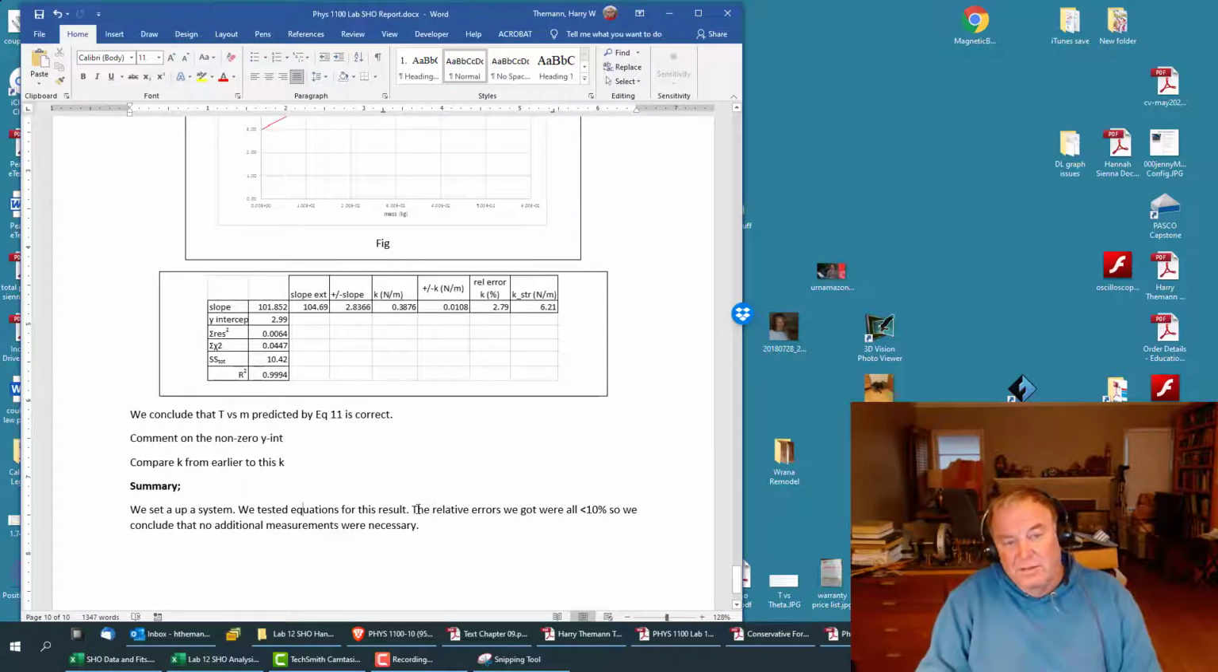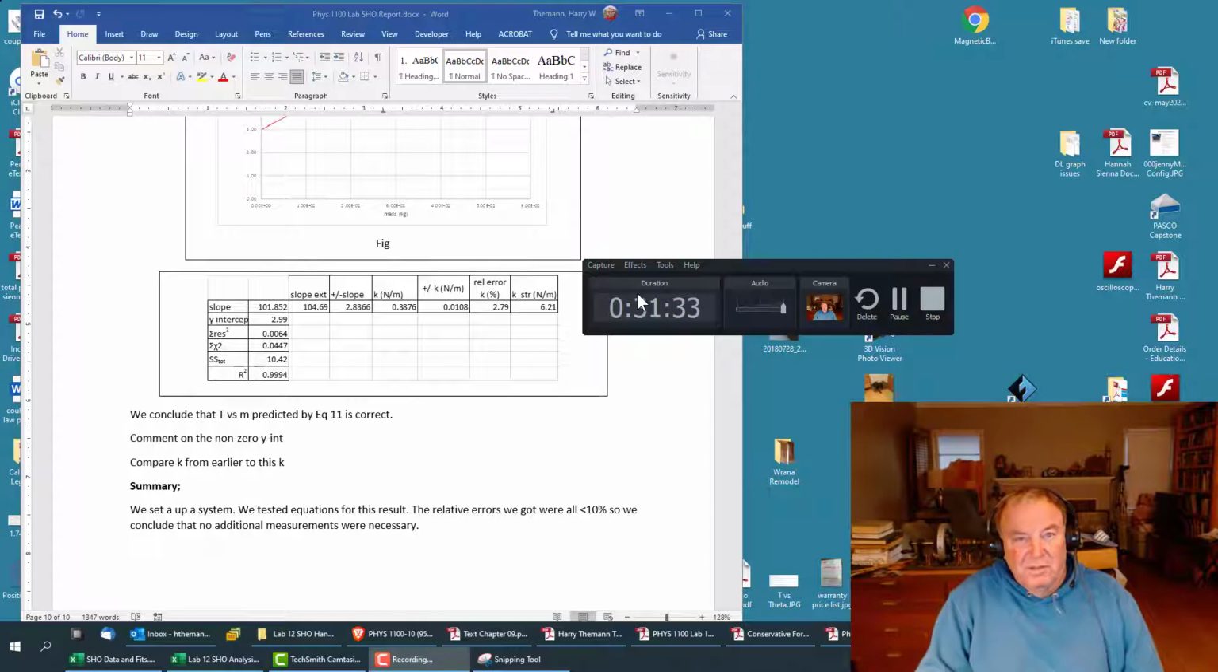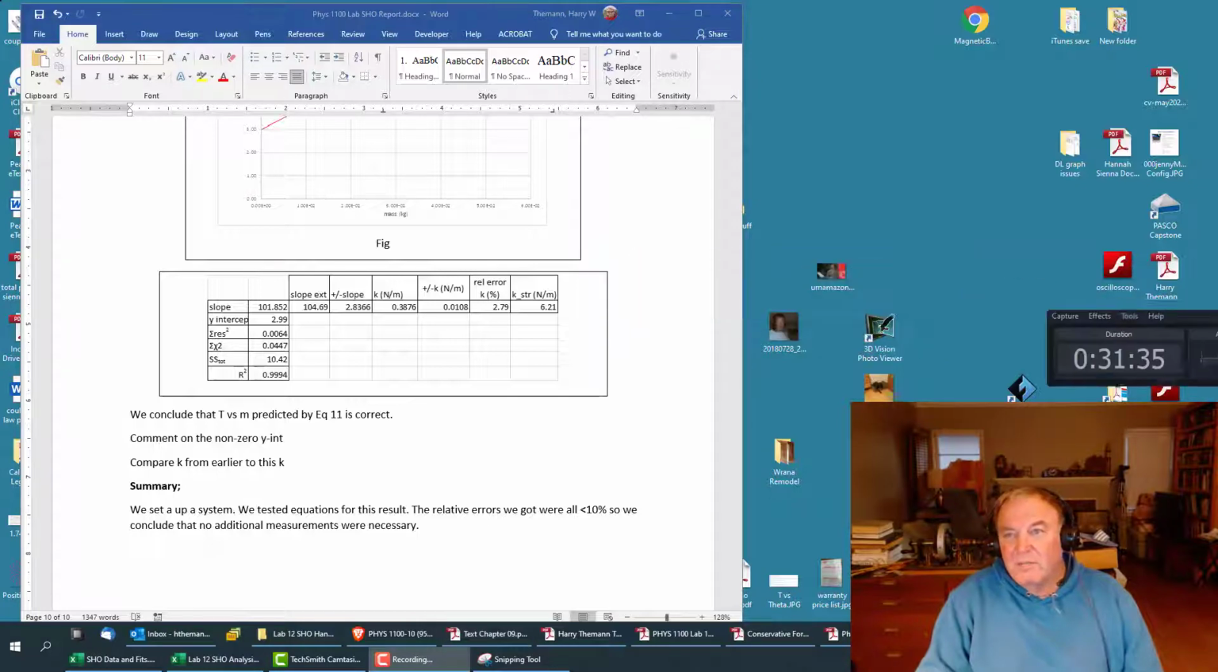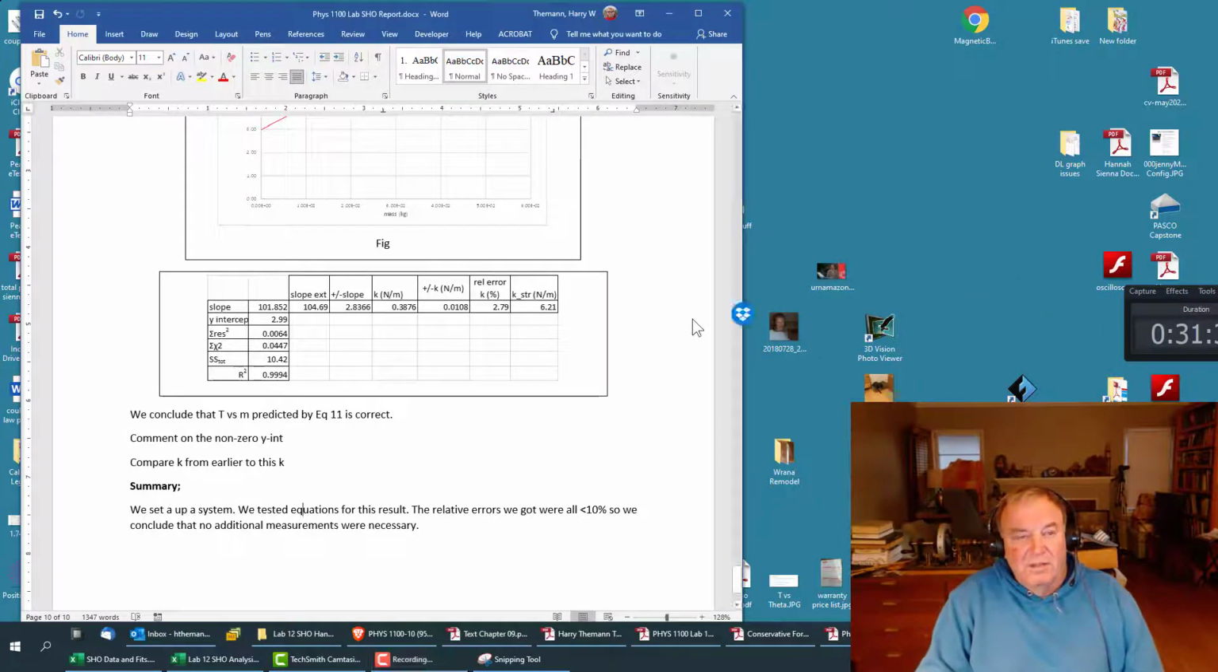And like I said, look, the relative errors we got in each of our measurements were all less than 10%. So we're basically pretty happy that we did a good job, and we don't really have to go back and redo it within the limits of the crude apparatus that we have. We feel like everything is cool. Okay, I guess that's it.